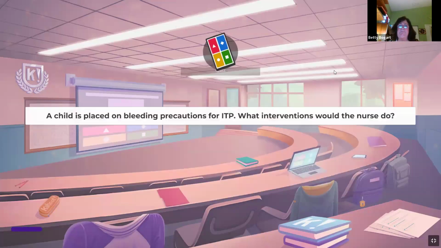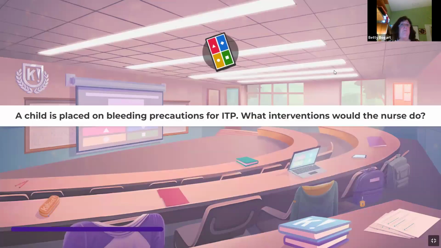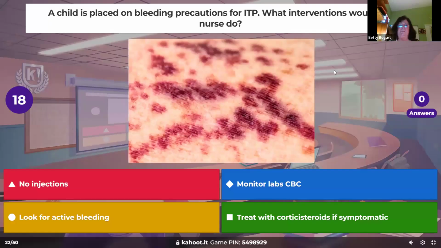A multi. A child is placed on bleeding precautions for ITP. What interventions would the nurse do? ITP, immune thrombocytopenia purpura. And remember, the P is always about platelets. ITP, platelets.